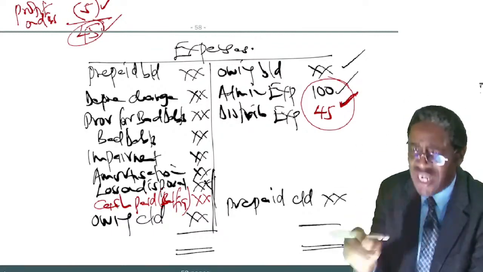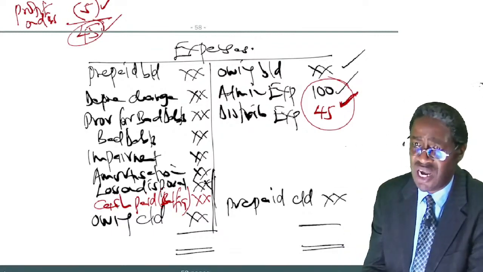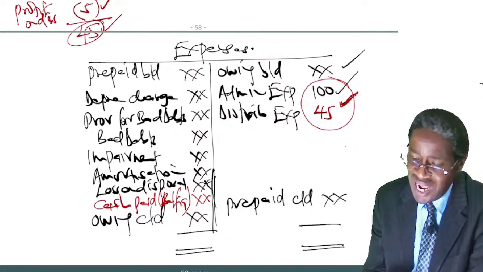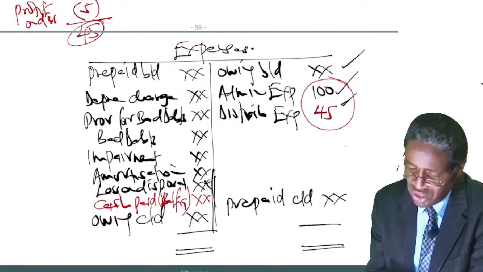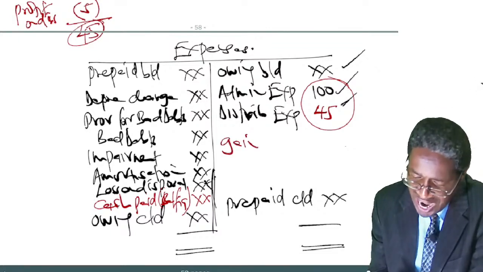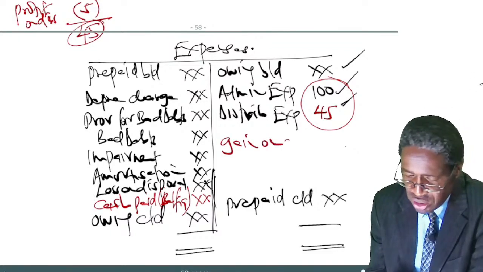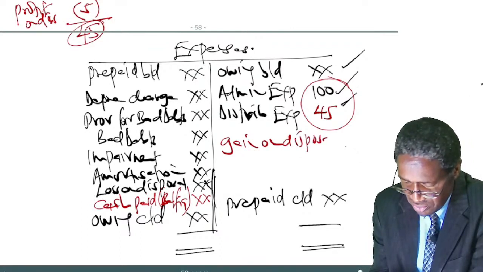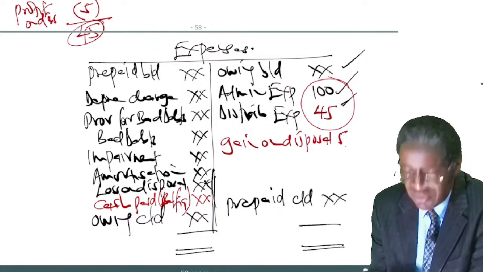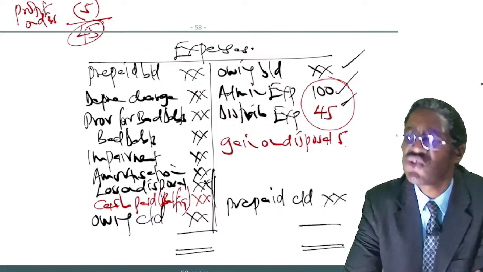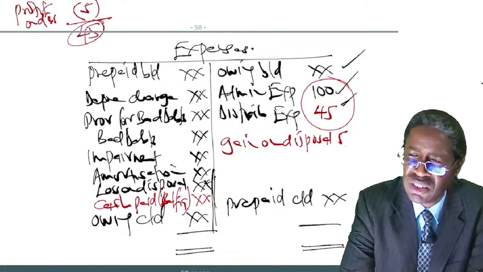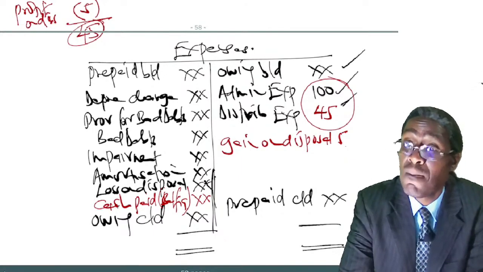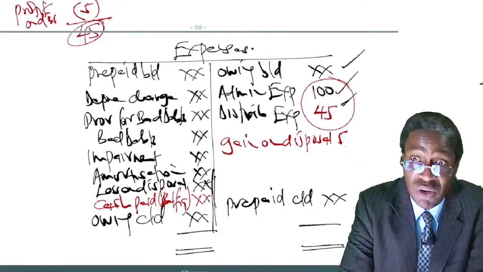So to correct this amount of 45, with that gain on disposal of 5, we shall be bringing it and adding it here, gain on disposal of 5, so that you restore the true distribution expenses to 50 million. I hope you have understood.